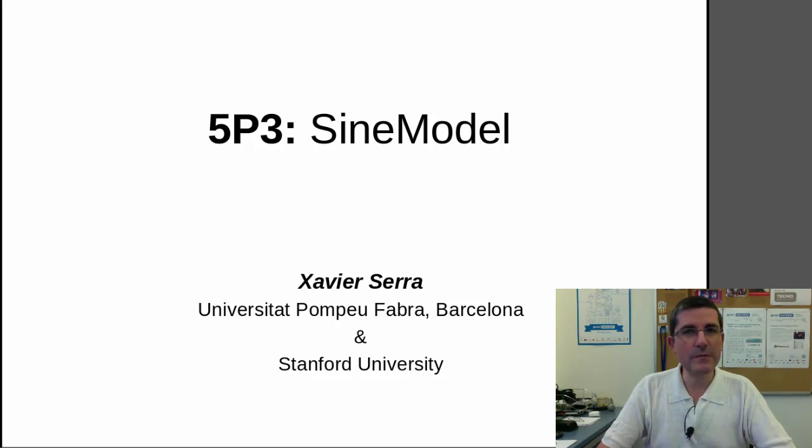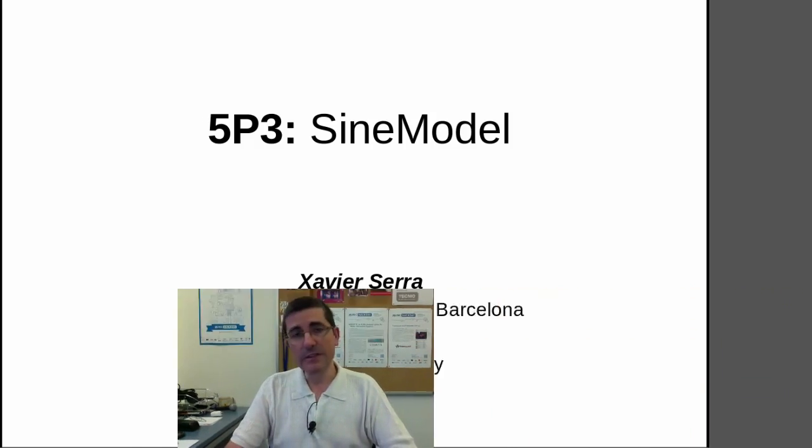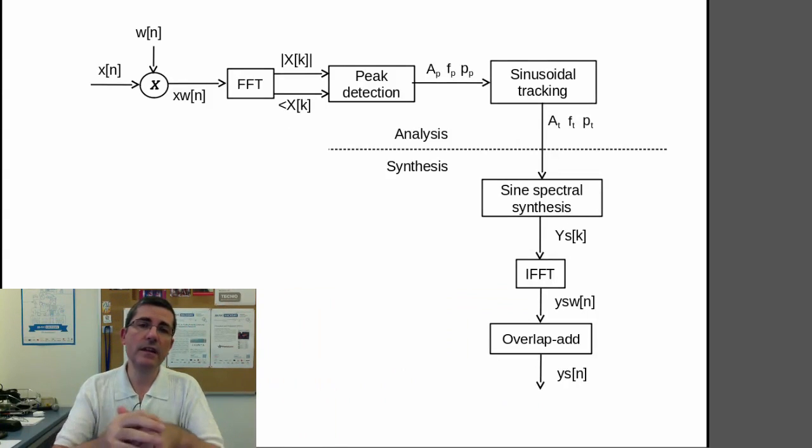So in the first programming lecture we talked about the peak detection, how to detect the peaks of a spectrum, which hopefully are going to be sinusoids. Then in the last programming lecture we talked about how to synthesize sinusoids from those values, from the peak values. And now in this lecture we want to put it all together and add the missing components in order to actually analyze a complete sound.